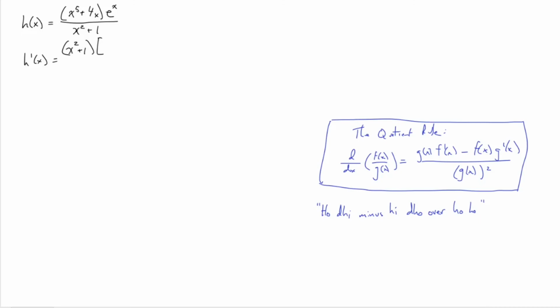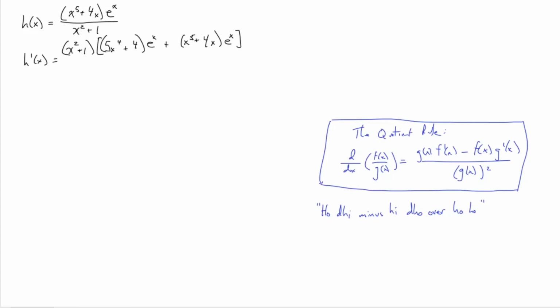First of all, I'm opening a square bracket because it's ho d hi, meaning the bottom times the derivative of the entire numerator. And the derivative of the numerator is going to be something plus something else. And I have to be multiplying the bottom by the whole thing. So I'm being careful right now. And it's the derivative of the first times the second. So the derivative of x to the fifth plus 4x is 5x to the fourth plus 4 times the second, so times e to the x, plus the first, which is x to the fifth plus 4x, times the derivative of the second. And the derivative of e to the x is just e to the x.